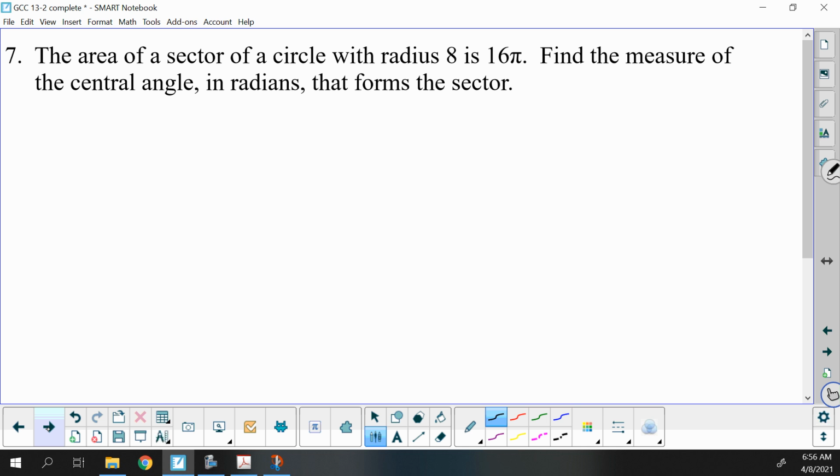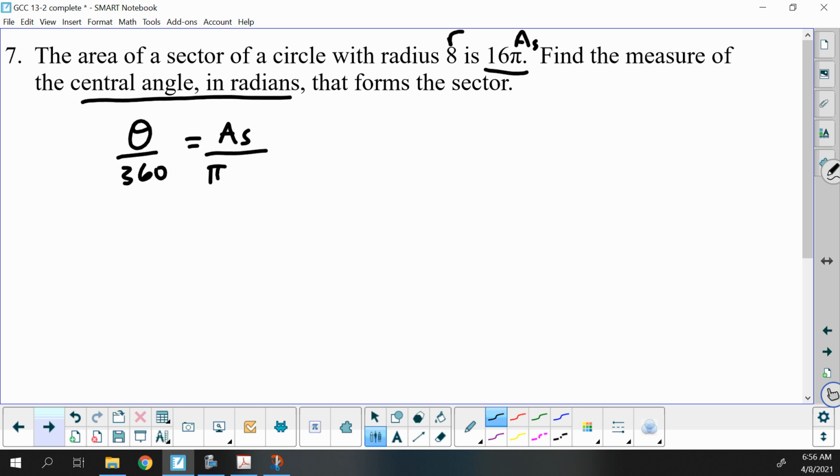Seven's going to be the same idea. We have area of a sector, which they tell us is 16 pi. So this is our AS. We've got our radius. We want to find the measure of the central angle, but in radians. So normally with area of the sector, when we are in degrees, we did theta over 360 equals the area of the sector over pi r squared.